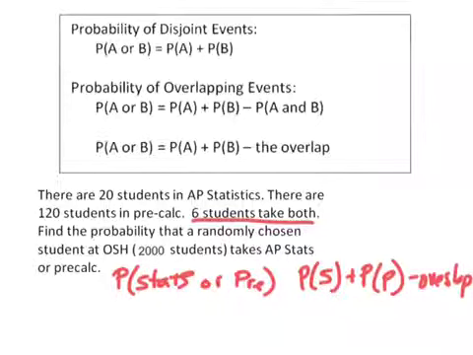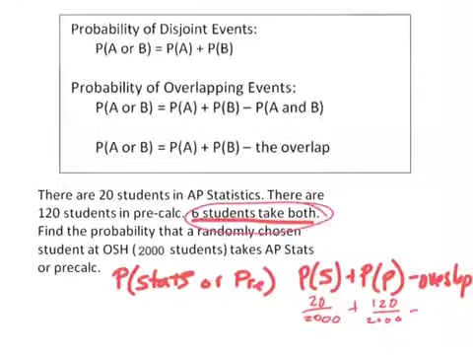So the probability of a student being in stats is 20 out of 2,000, plus the probability of a student being in Pre-Calc is 120 out of 2,000. And then we have to subtract the students we counted twice. And we counted 6 students twice because it says it right here. Sometimes it's not quite that clear in the directions. So 6 out of 2,000 students was counted twice, and so we have to subtract them.